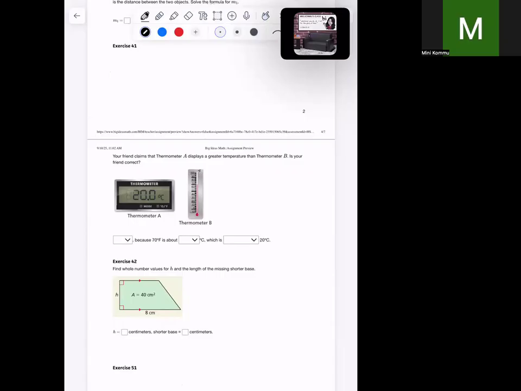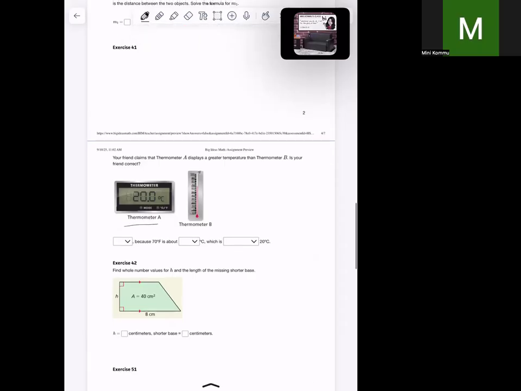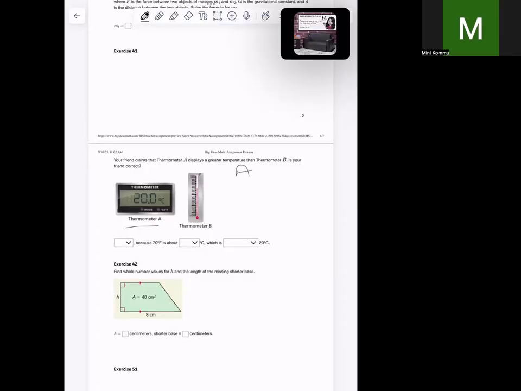Your friend claims that thermometer A displays greater temperature than thermometer B. Is your friend correct? What's your conclusion? All right. Now look at thermometer A. I'm going to write it over here. A and B. So thermometer A contains, the reading is 20 degrees centigrade, and thermometer B is 70°F.